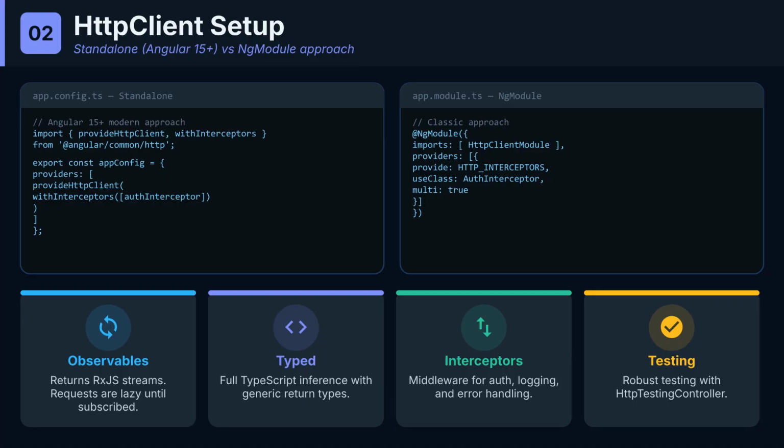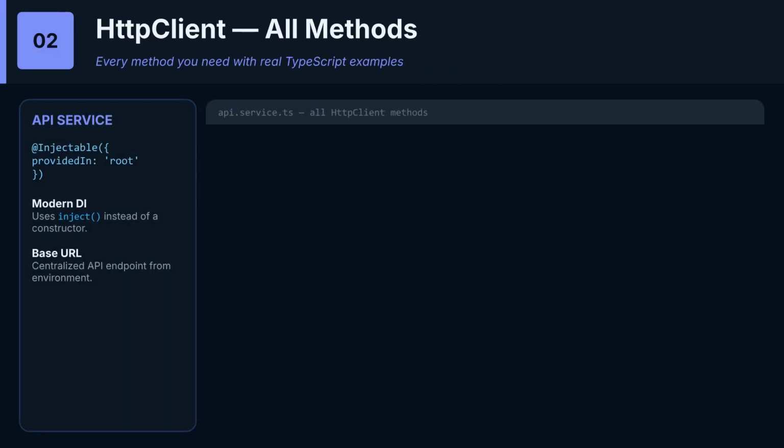We explore HTTP client setup using both the modern standalone approach and the traditional NgModule approach. Key benefits include observables for lazy requests, strong TypeScript typing, interceptors for middleware, and robust testing capabilities. The API service utilizes modern DI with the inject function and centralizes the base URL from the environment.